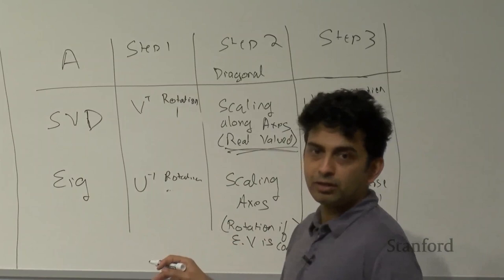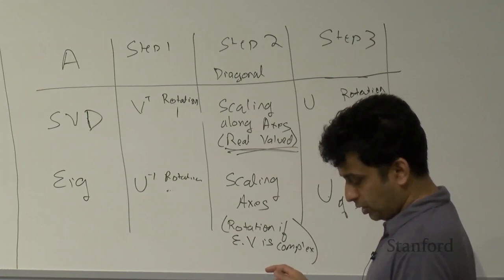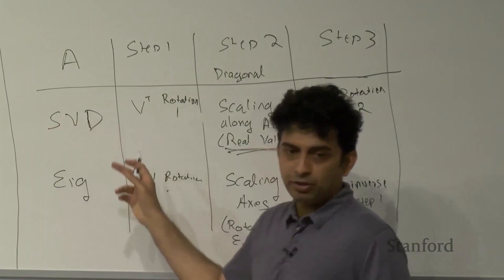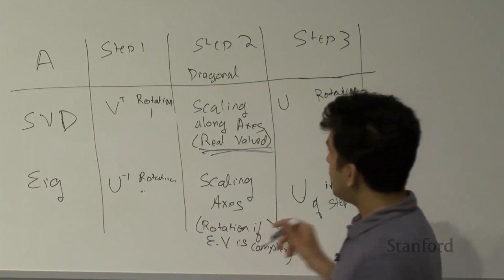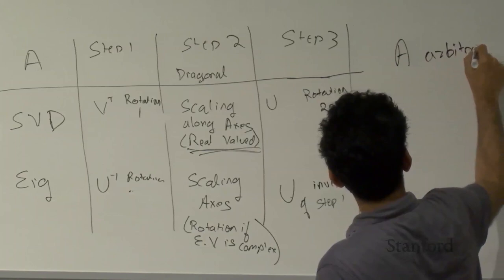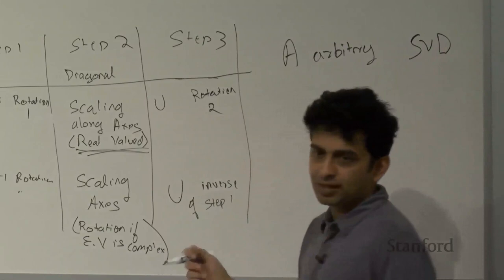And it so happens that if you have square symmetric matrices, the singular value decomposition and eigenvalue decomposition will give you the same three components. So they are the same for square symmetric matrices. For A arbitrary, which means it need not be square, it need not be symmetric, SVD is the only thing that works. So SVD is like a sledgehammer. Throw any matrix at it, it's going to decompose it into three parts.